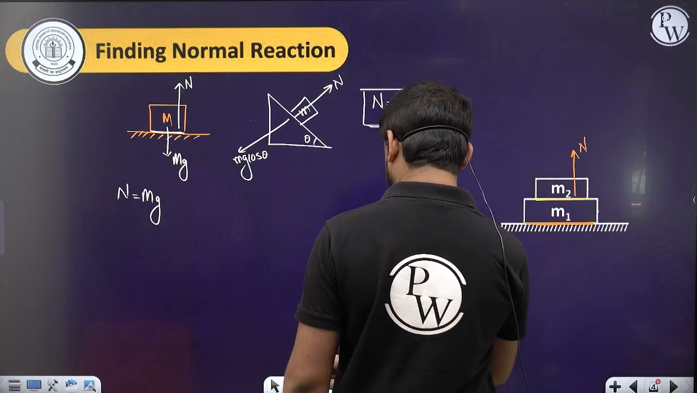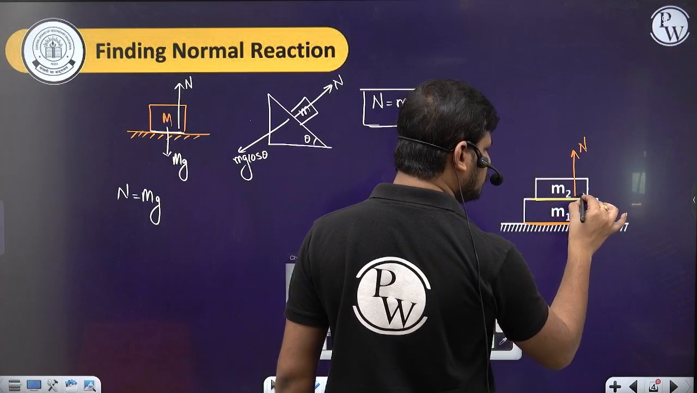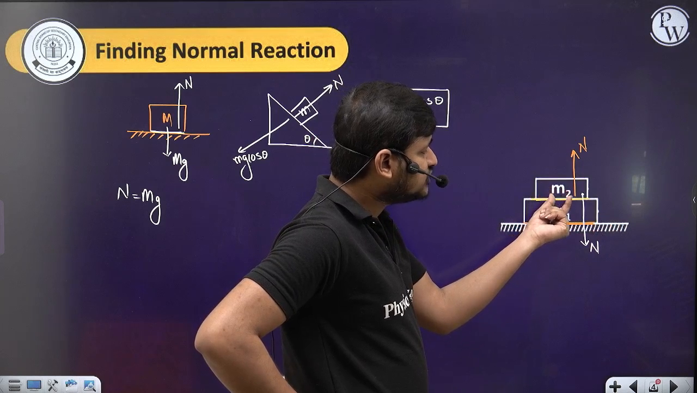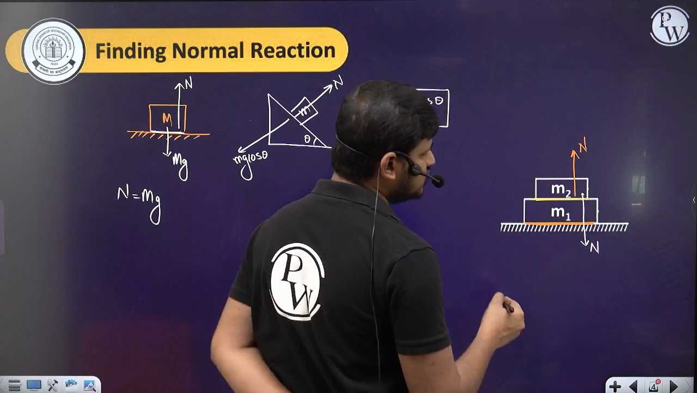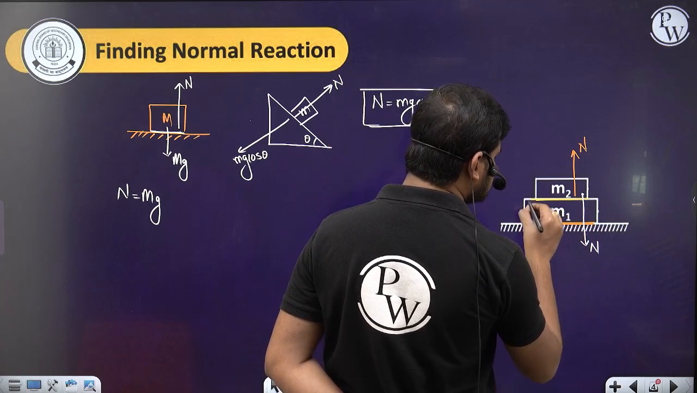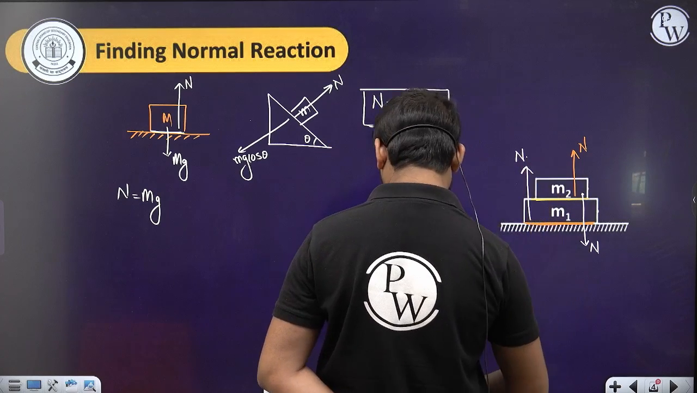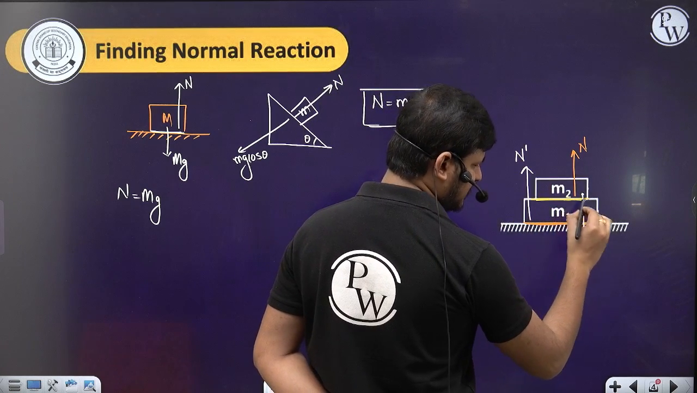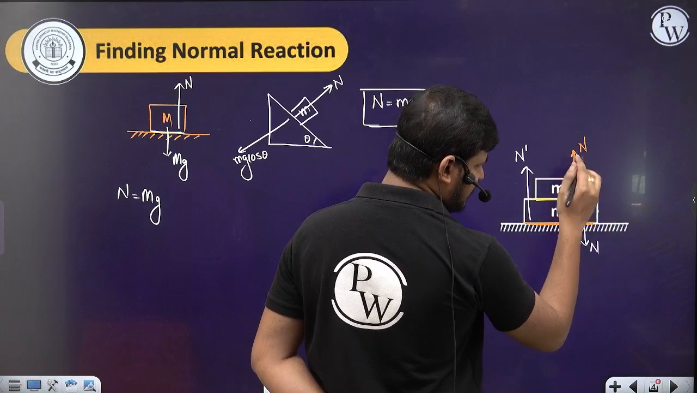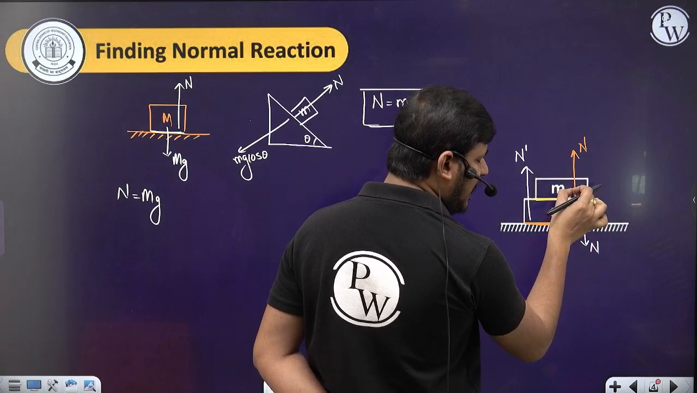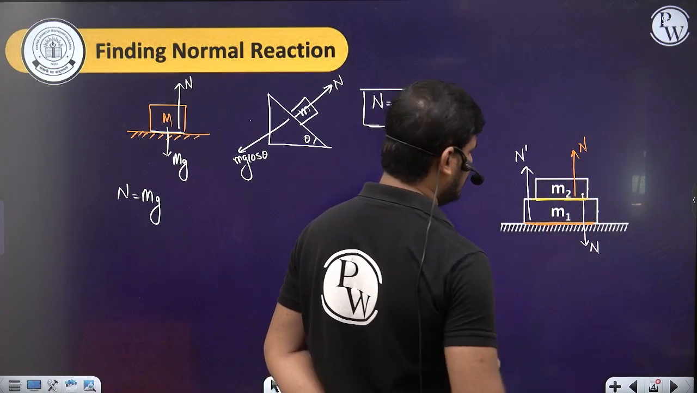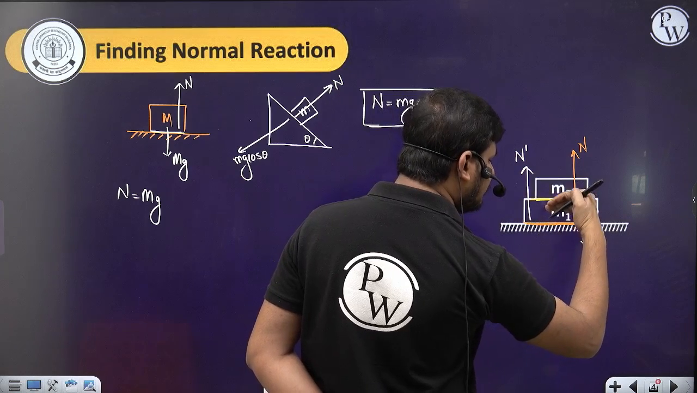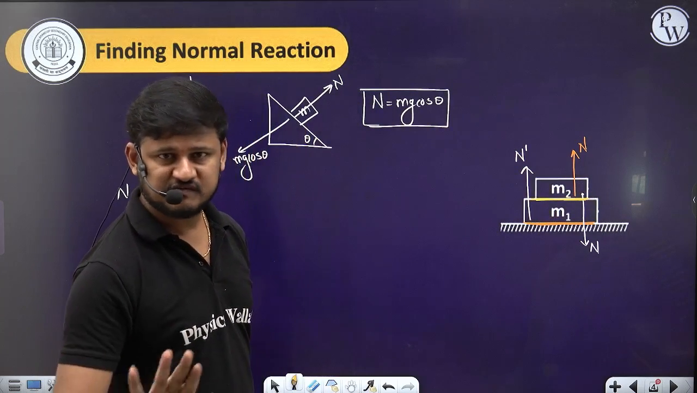And M2 will also exert an equal normal on the block M1, right? And what is the other normal? On the M1 there is one more normal, which is N dash, let it be. Is this point clear, guys? See here, just on the block, here is the normal. Here is a point of contact, so the normal reaction will be upward. The M1 block exerts normal on M2, and M2 also exerts normal on M1, which is downward, right? Then here is a point of contact, so the normal will be N dash, and the block M1 exerts N dash on the surface, which we ignore, which we do not take, right?